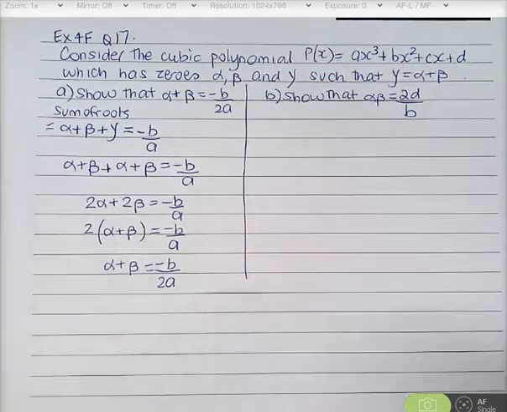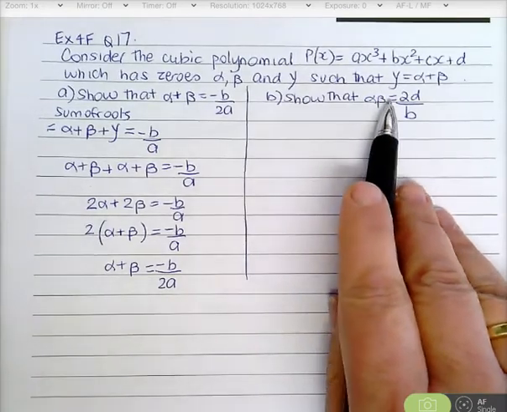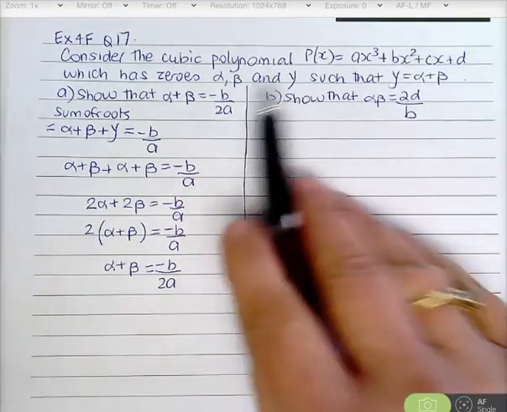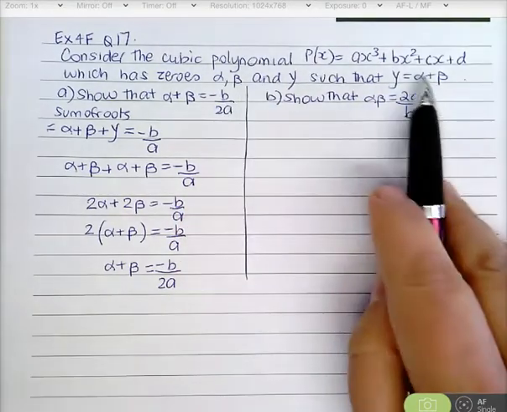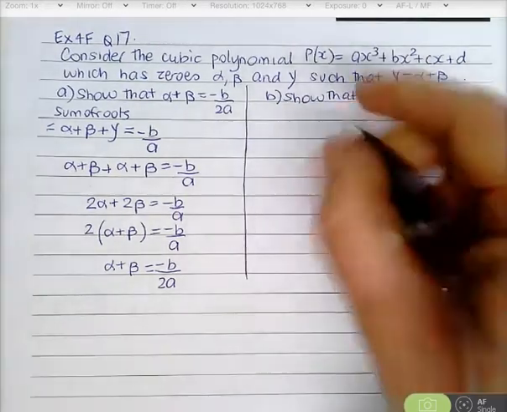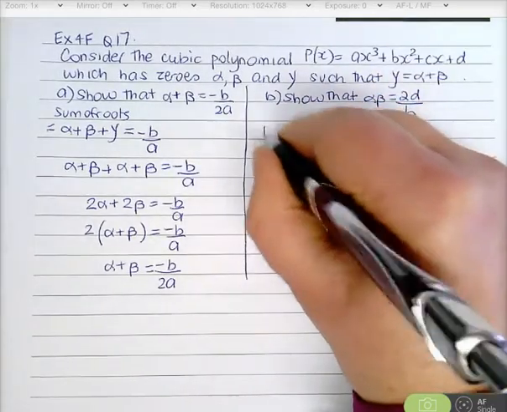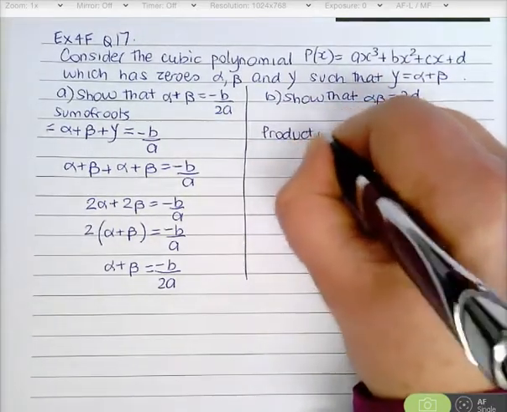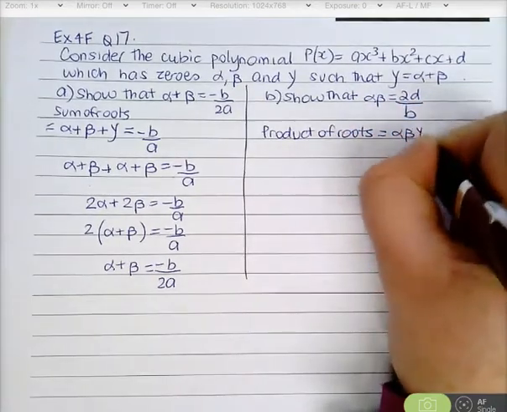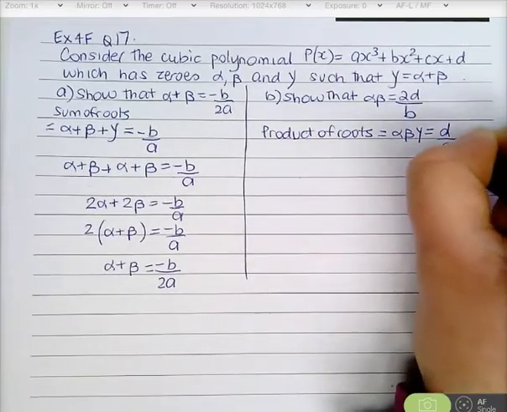Part B, we seem to have product of roots. Now you only seem to have 2 roots, but just do product of roots 3 at a time, because 2 of the roots are alpha and beta, and the other root is alpha plus beta. So I would still try product of roots and just see where that takes you. Okay, so the product of roots is alpha times beta times gamma, which is d on a.